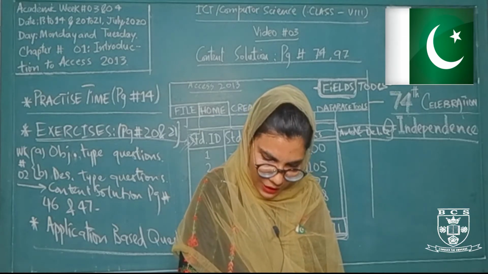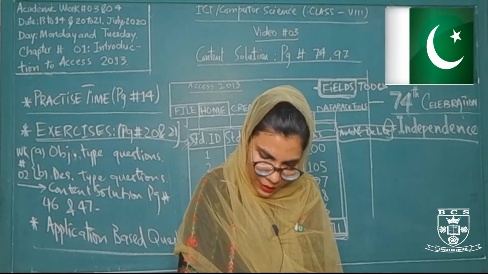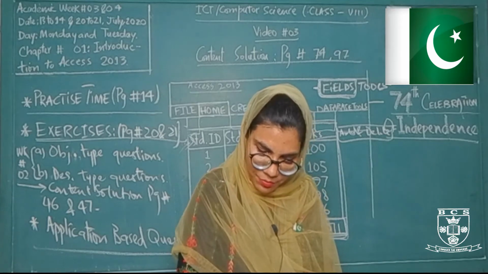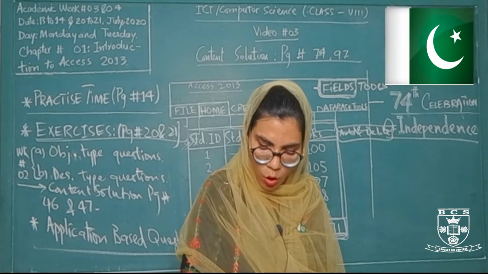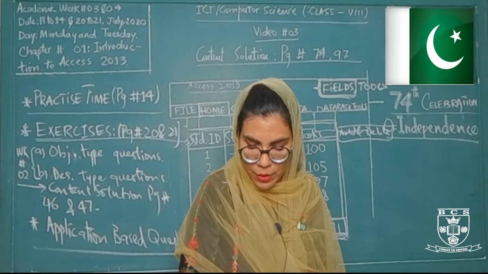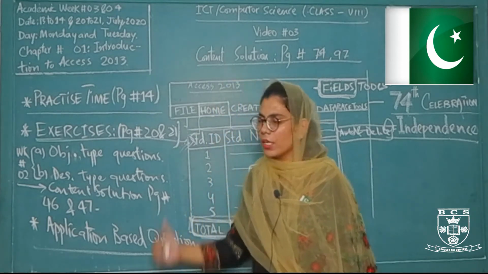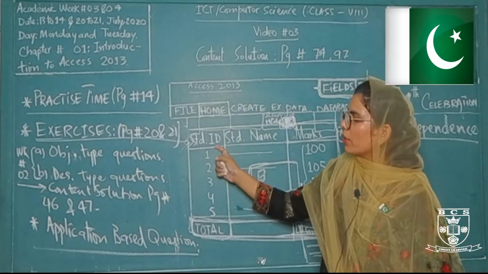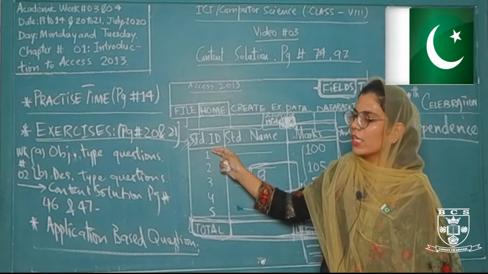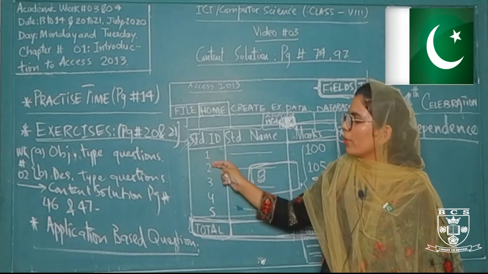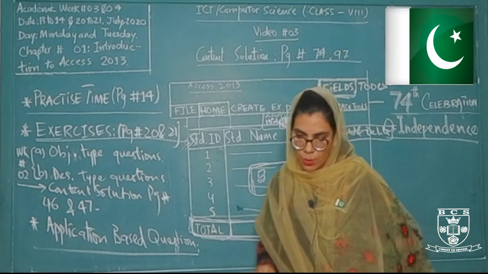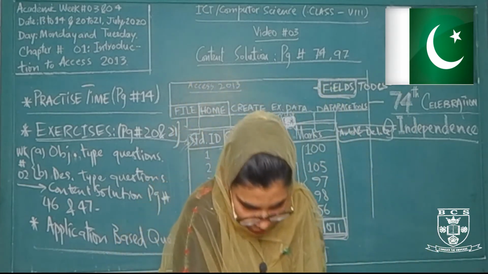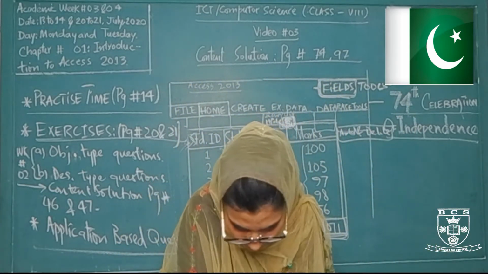Number 2, what is the data type of the field item number? Item number की data type क्या है? Item number की data type है auto number. Why this auto number? Because as we enter the different records in the table, the auto number data type facilitates us to automatically change the different numbers. So we are using auto number data type in item number.